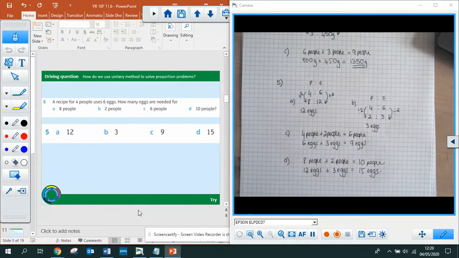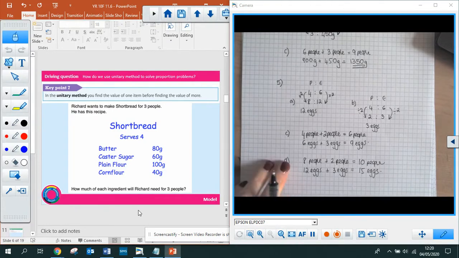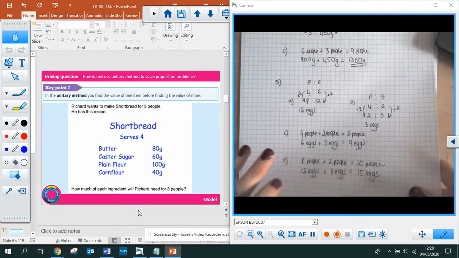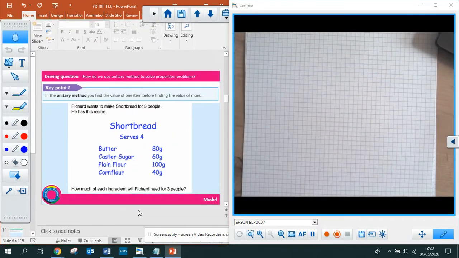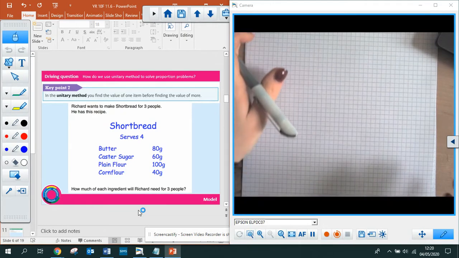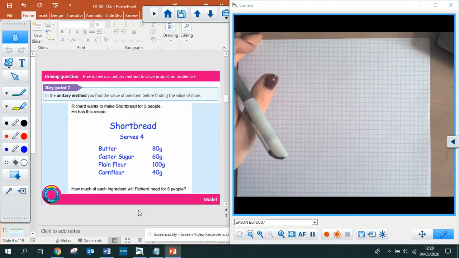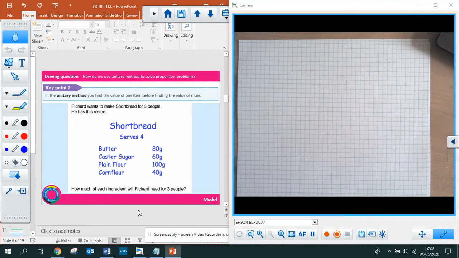Well done if you got those. So another example then. The examples that we've looked at so far were quite straightforward because the numbers related. You could multiply by 2, divide by 2, or do something simple that would get us from one number of people to a different number. But sometimes it's not easy to find a multiplier to get from one to another. So this is where the unitary method comes into play, okay?